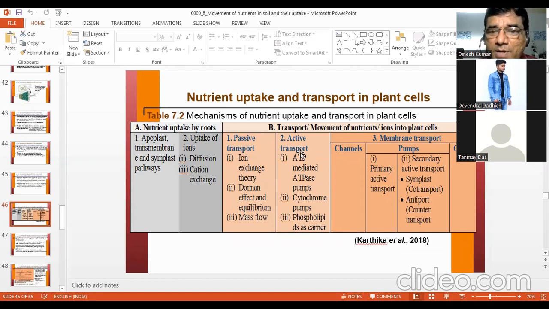Then active transport. Active transport is through ATP mediated ATPase pumps. So one option is ATP mediated ATPase pumps, second is cytochrome pumps, and third is phospholipid as carrier. So these are the three theories, or means or ways, of active transport. In all three, it is called active because of the involvement of energy.